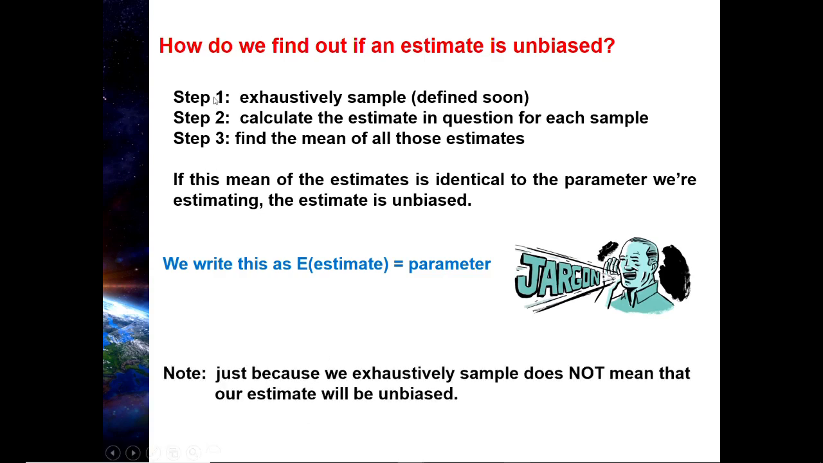Okay, now remember the first step is to exhaustively sample, right? And I'm going to define that in a minute. But I want you to know, just because we exhaustively sample does not mean that our estimate will be unbiased. That's just the first step in figuring out if something is unbiased or not. All right, so just because you did it, well, yay, congratulations, but you still have to do step 2 and 3 to determine if your estimate is unbiased. Okay? All right, let's run through an example. I think it will really kind of set this home.